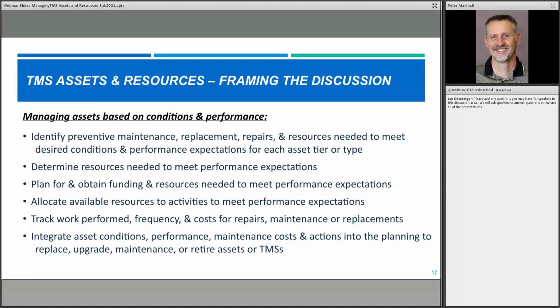And it also involves planning for and obtaining the funding and other resources needed to meet the expectations, and the allocation of those resources, again, with the idea of meeting the performance expectations and KPIs, and then tracking any work performed, the frequency, the cost of repairs for maintenance or replacements, and finally integrating asset conditions, performance of maintenance costs and actions into the planning to replace, upgrade, maintain, or retire assets, or the entire TMS itself.